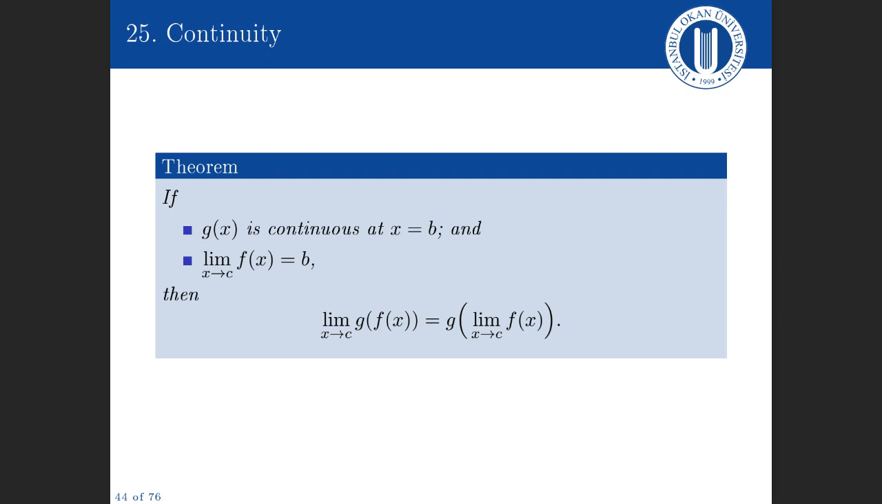Theorem. If g is continuous at x equal to b, and if the limit as x tends to c of f of x is equal to b, then the limit as x tends to c of g of f of x is equal to g of the limit as x tends to c of f of x. So what this theorem says is, if we have continuous functions, then we're allowed to swap the positions of the function and the limit.